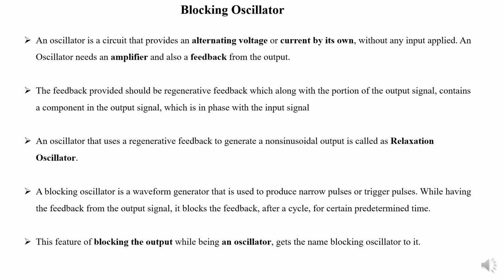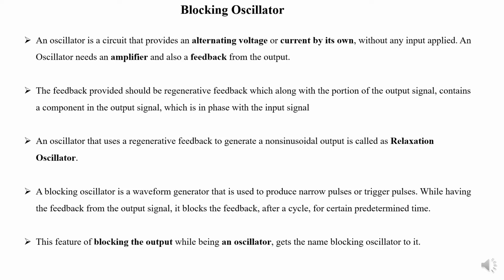In general, an oscillator is a circuit that helps in providing an alternating voltage without any input applied. An oscillator needs an amplifier and a feedback from the output. Whatever output we get as feedback will be utilized to amplify the signal. So, this is an oscillator.